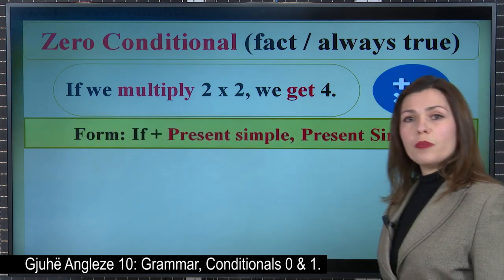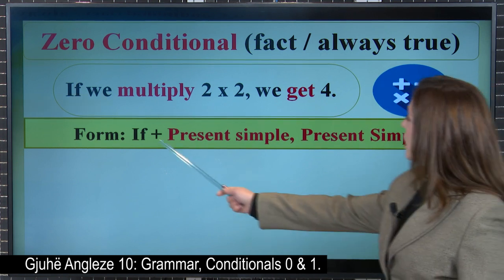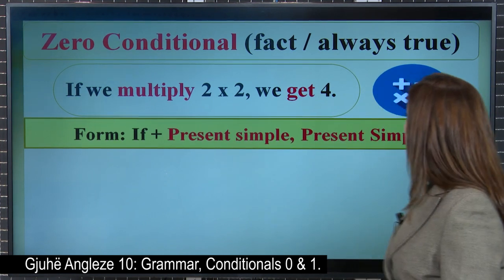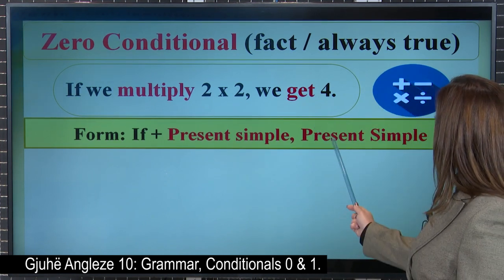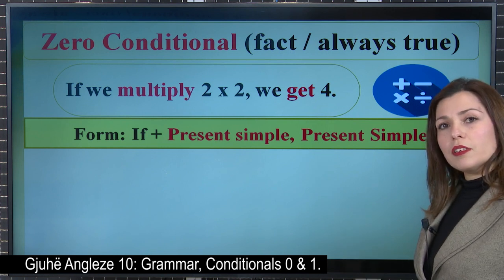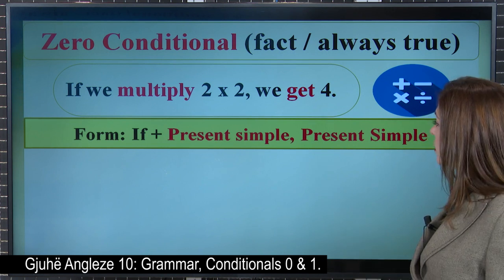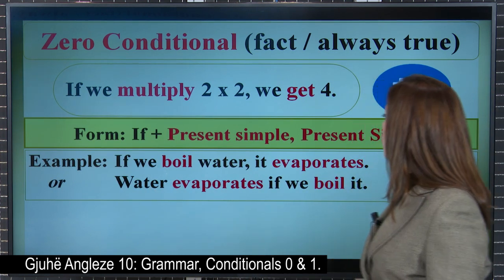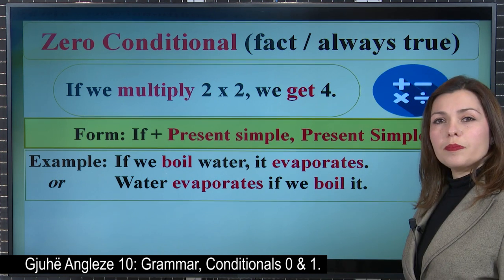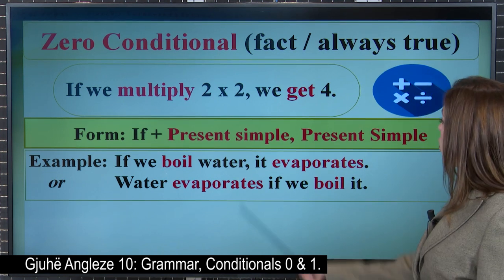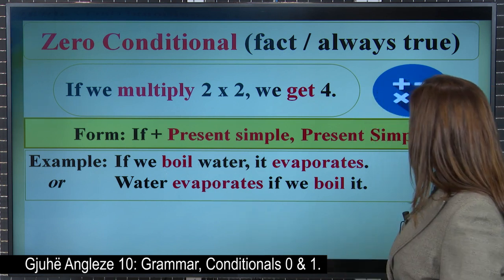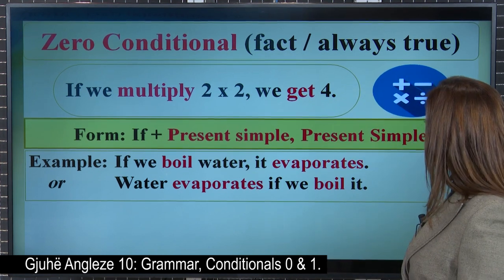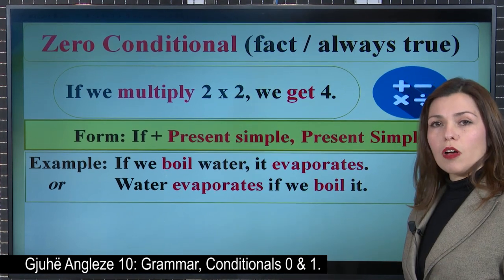So how do we form the zero conditional? If plus present simple, one part of the sentence, and present simple, the other part of the sentence. Let's take another example. If we boil water, it evaporates. So, what do we see here? We have got two parts. One part is the if clause, and the other part is the result clause.